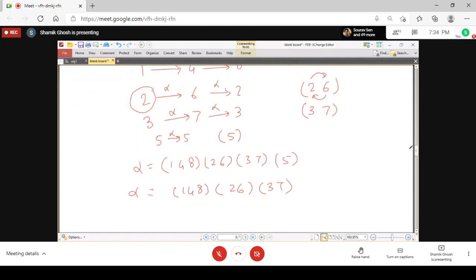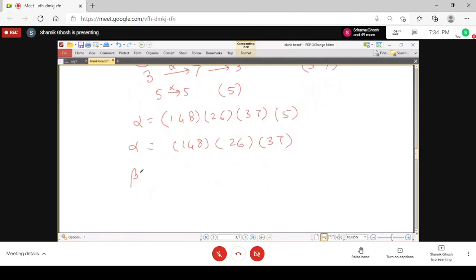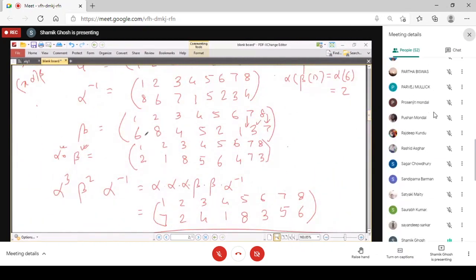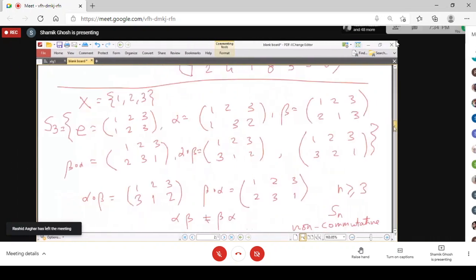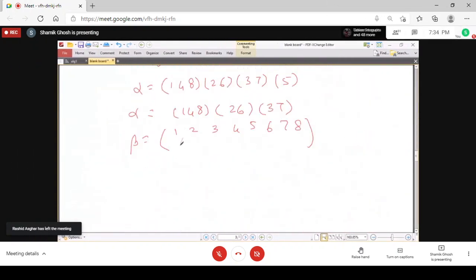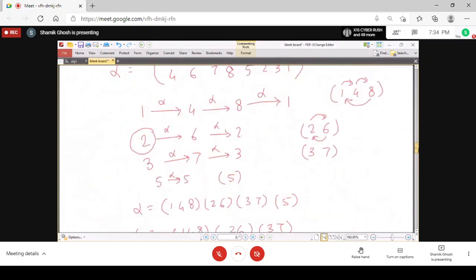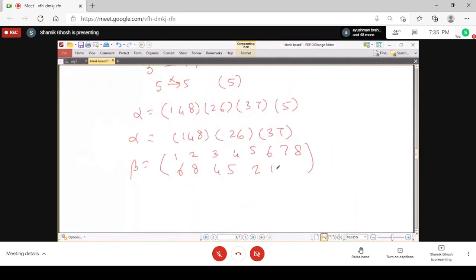Similarly, if we get beta, what was the number for beta? Beta was 6845, and then 2137.